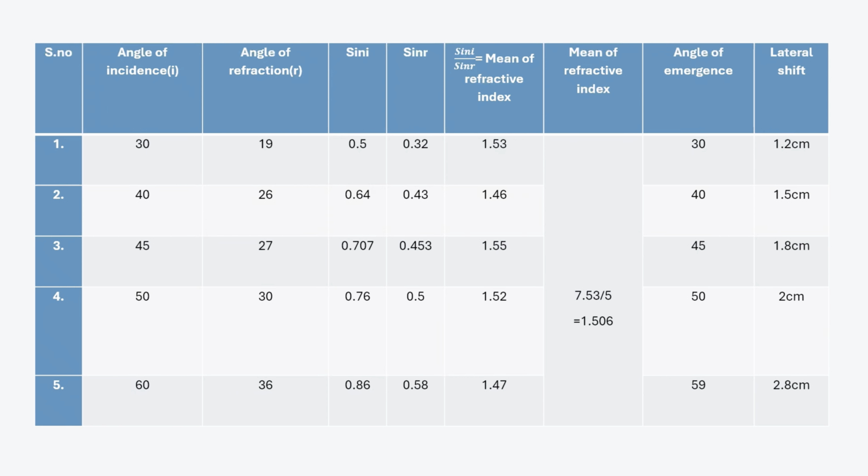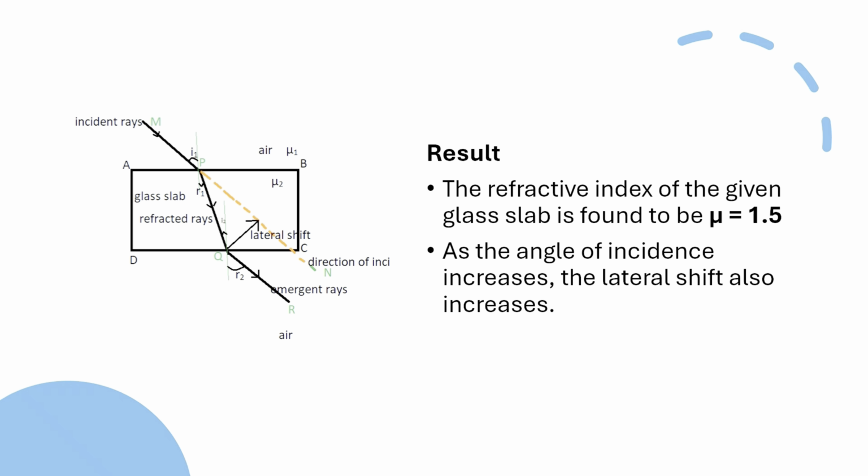Now I tabulated the observations for every angle of incidence in the table, and also I calculated sin i, sin r, and the ratio of sin i to sin r, which is nothing but the refractive index of the glass slab. The mean refractive index of the glass slab I got as 1.506. The conclusions from this activity are the angle of incidence is equal to the angle of emergence, and as the angle of incidence increases, the lateral shift also increases.